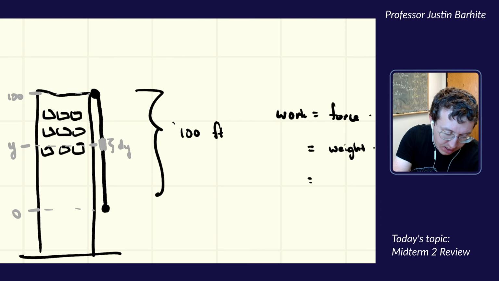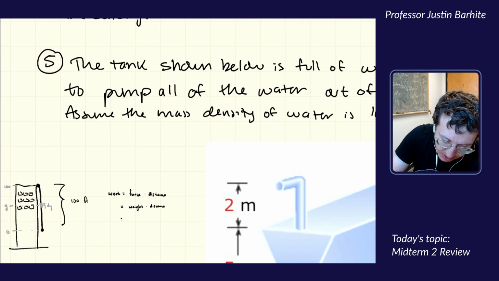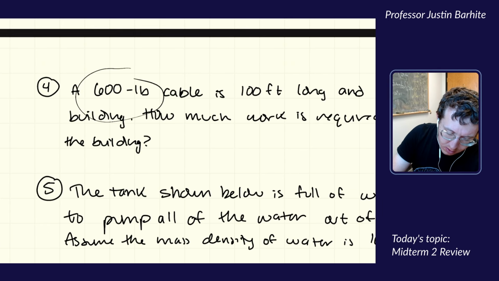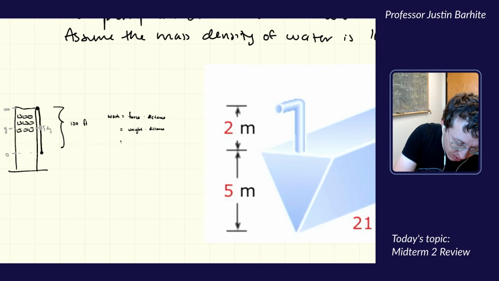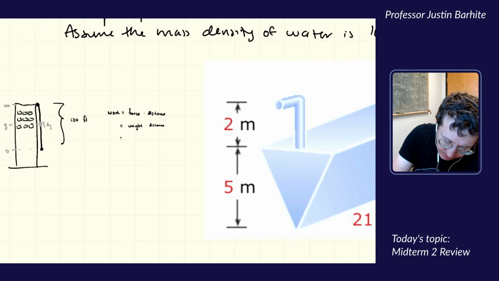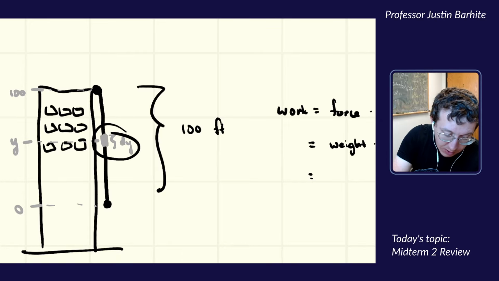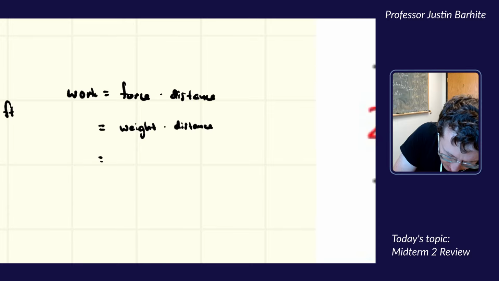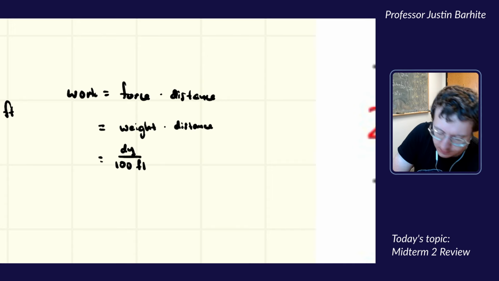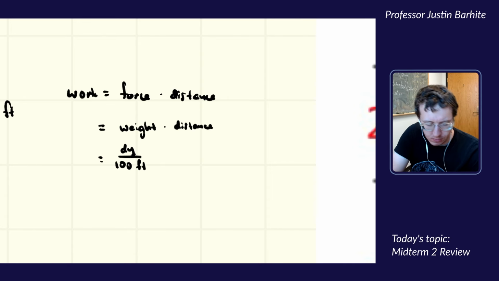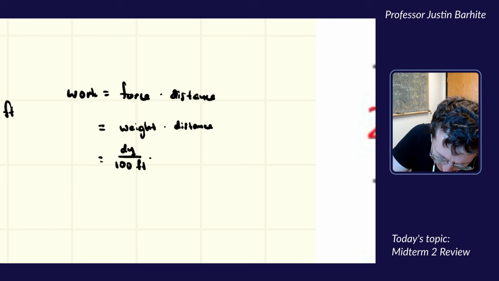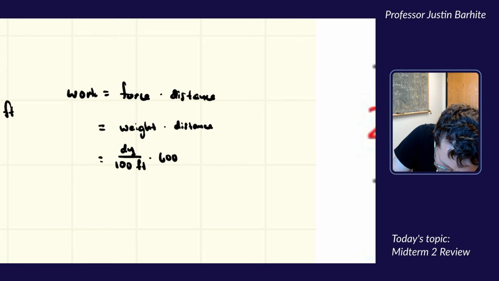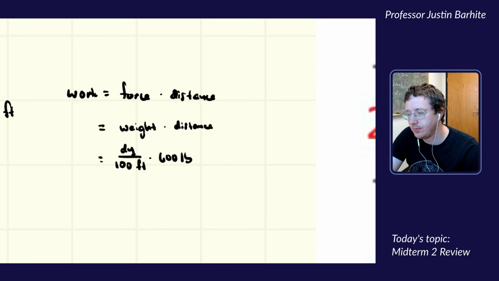Well, the weight of the whole cable is 600 pounds. But that's the whole 100-foot long cable. We just have a piece that's dy units long. So the fraction of the cable that we're looking at is dy over 100 feet. And if I multiply that fraction of the cable by the total weight of 600 pounds, that tells me the weight of this small piece.